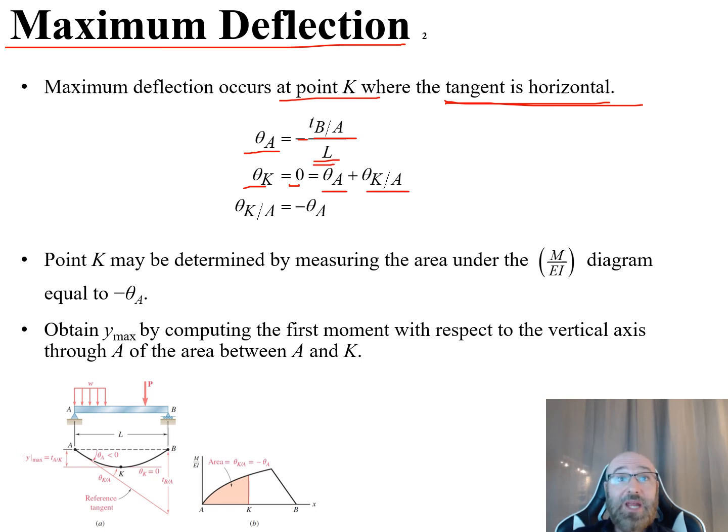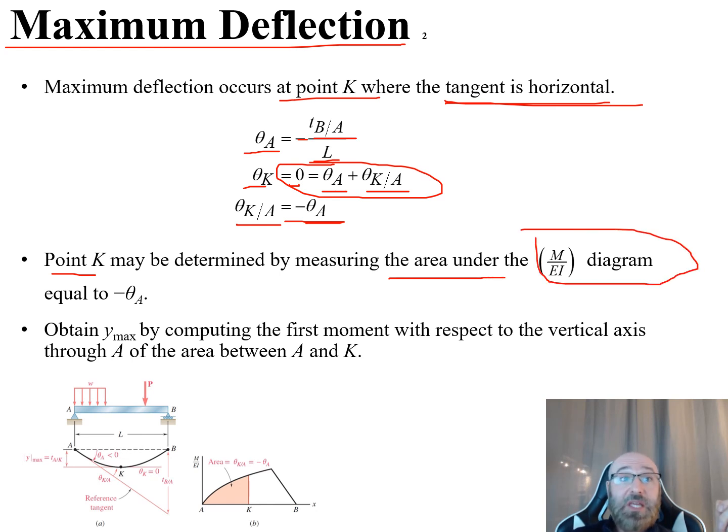So we can rearrange this expression here. And what we can say now is that our theta of K relative to A is equal to our negative theta A. We also know that our point K may be determined by measuring the area under that M over EI diagram, and this is going to be equal to that same negative theta A. And we also know that we can obtain our Y max by computing the first moment with respect to the vertical axis through A of the area between A and K.